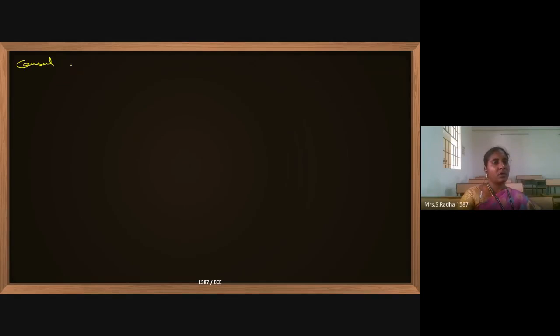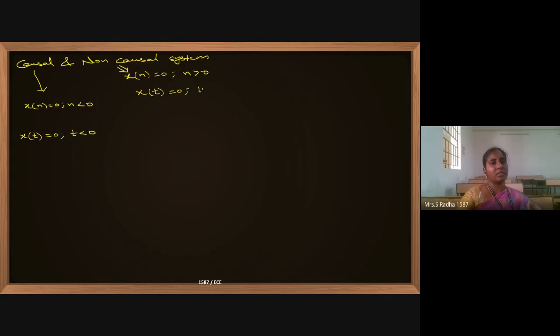Now I am going to causal and non-causal systems. And what is the rule? Causal means non-anticipatory. It will not depend on the future. So x of n equal to 0 for n less than 0 means non-anticipatory, then it is a causal system. If x of n equal to 0 for n greater than 0, then it is a non-causal system. Similarly, in continuous time domain, you can write t less than 0 for causal, and t greater than 0 for non-causal.